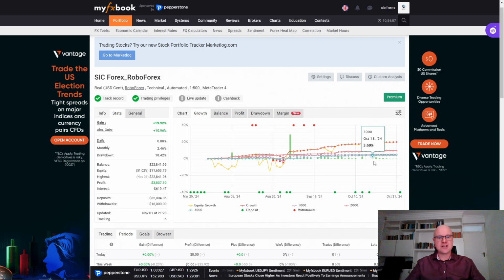Overall, these three set files generated over 19.92%, or in other words, over $38. The drawdown was on the high side at 18.42%, but because of the mean reversion style of these three pairs, we are able to generate a nice return, but the risk is still quite high.